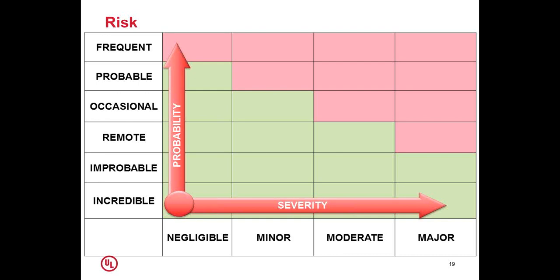At the same time, if the probability is improbable, and even if the severity is major, since the probability is improbable, we will say it's an acceptable risk. And as we go on towards the end, for example, if the probability is occasional and the severity is moderate, you can see that the risk is unacceptable. The red region is unacceptable, where you will have to do a risk analysis, risk evaluation, and risk control to bring it down to an acceptable level.